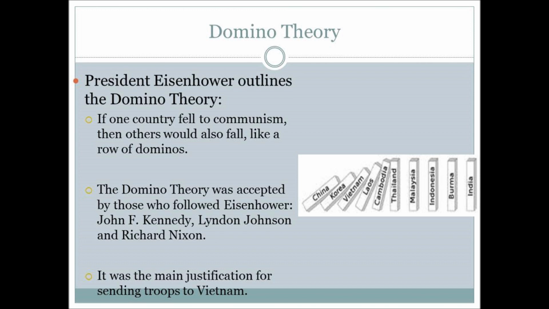The domino theory was accepted by those who followed Eisenhower, Kennedy, Johnson, and Nixon, and this was the main justification for sending troops to Vietnam. It wasn't so much about Vietnam itself. It was about ensuring that the communist ideas in Vietnam did not spread to all these other countries that you see on the right. And this once again goes with that policy of containment.